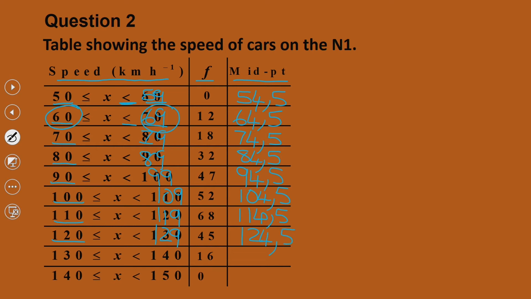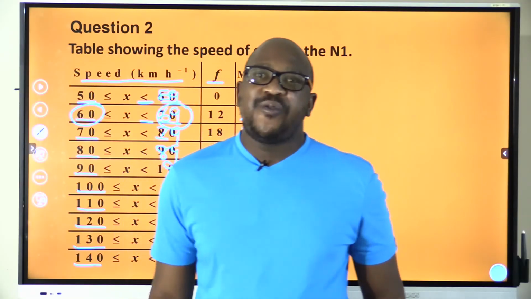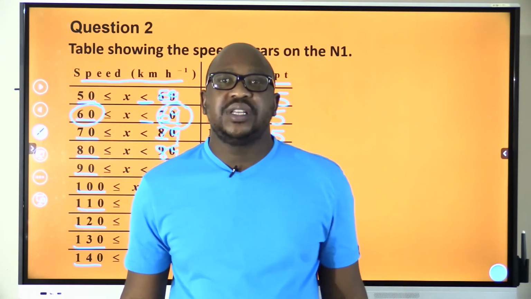124,5. Then we say 130 plus 139, divide by 2. That will give you 134,5. Then 140 plus 149. Then we divide everything by 2. That will give us 144,5. Wonderful stuff, guys. You are now able to go forth and draw your frequency polygon.